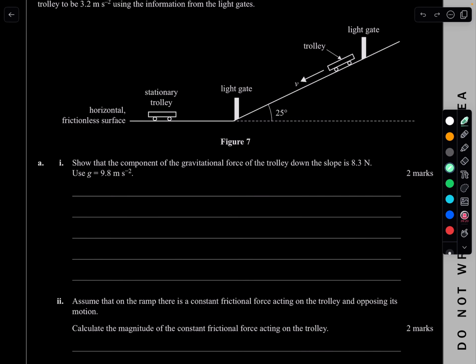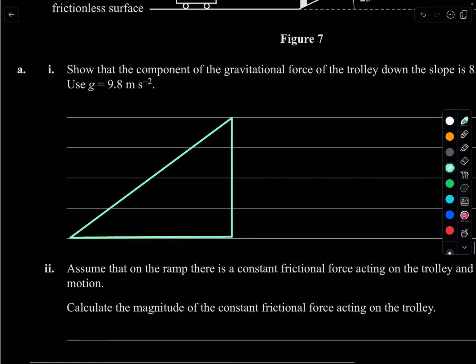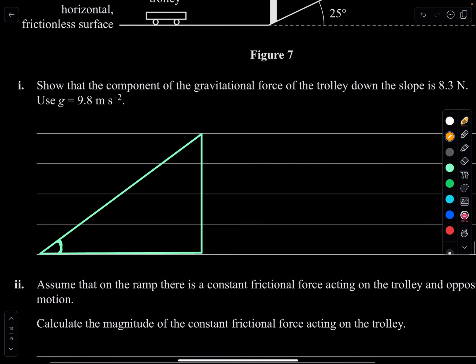Beautiful and easy. So we have to really understand what's happening here. I'm going to draw probably a big diagram to show what's happening. This is one of my favorite topics. Basically we have an angle here, and that angle is 25. So I'm going to draw the block.